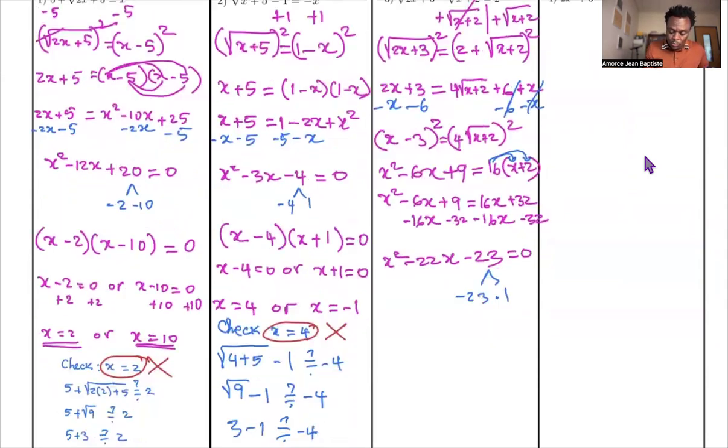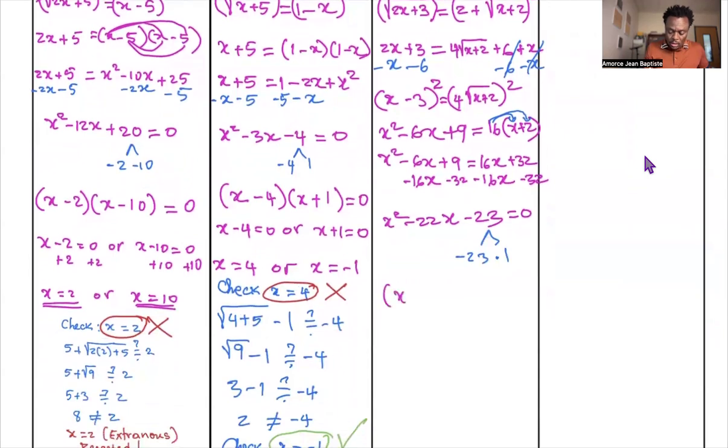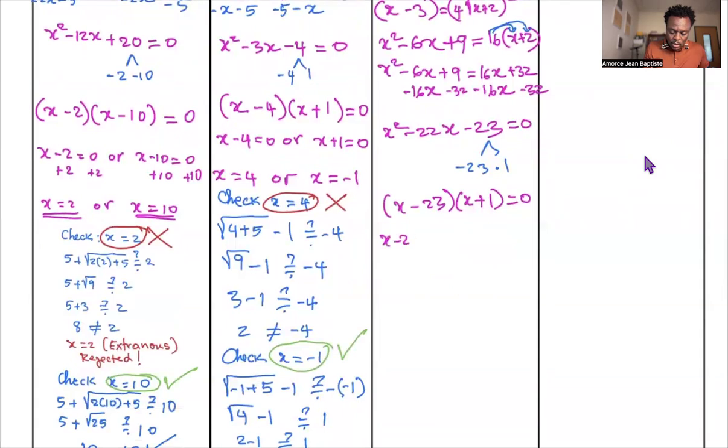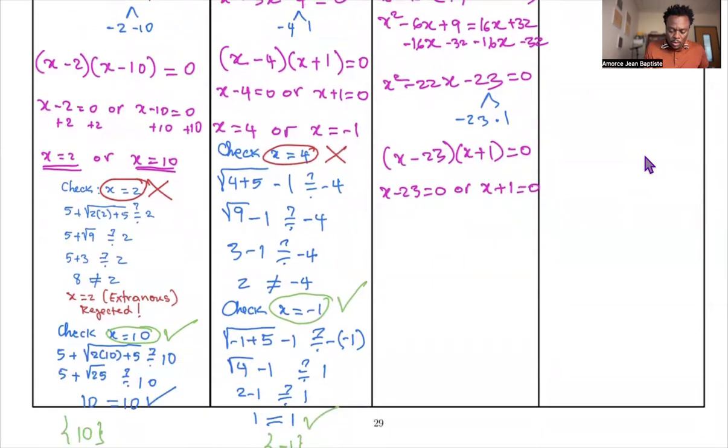So the factored form of the equation is x minus 23 times x plus 1 equals 0. So x minus 23 equals 0, or x plus 1 equals 0. From the first equation, we get x equals 23. And from the second one, we get x equals negative 1. So we want to check both solutions.